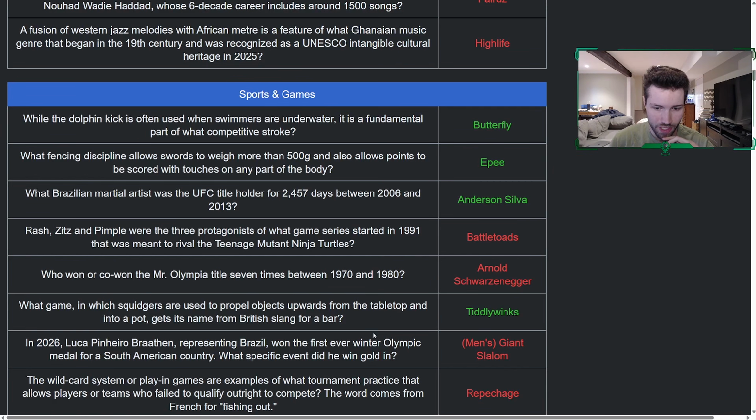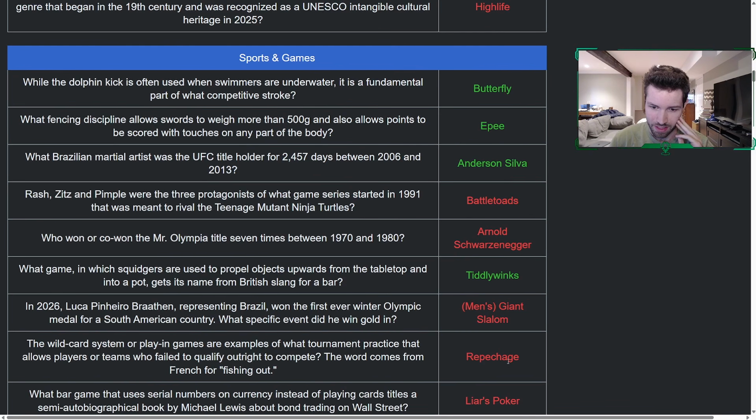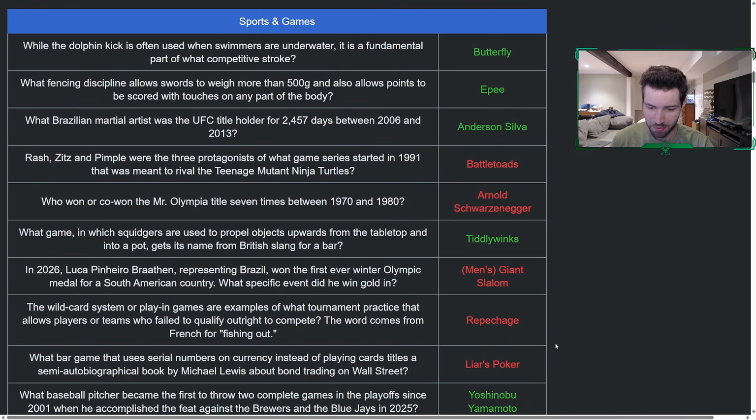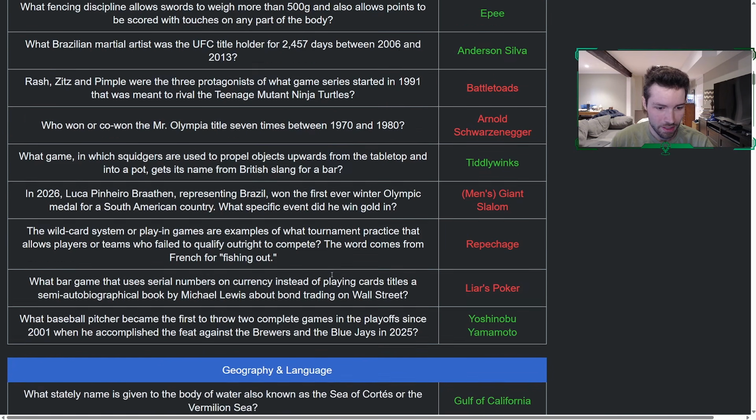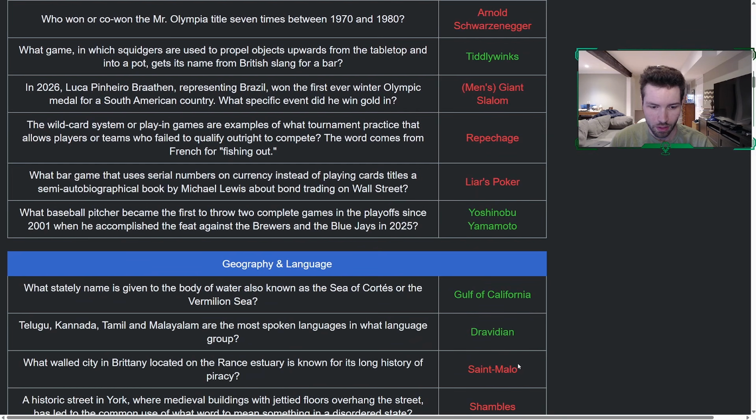Repêchage. Fishing out. Okay. I guess I would just think of that as like fishing again or refishing, but whatever. Liar's Poker. No, that's the other. Oh my God. That's the other Michael Lewis book that I know, and I forgot the title of it. Playing card. Okay, that's actually not that hard. I need to be getting that. Ouch.